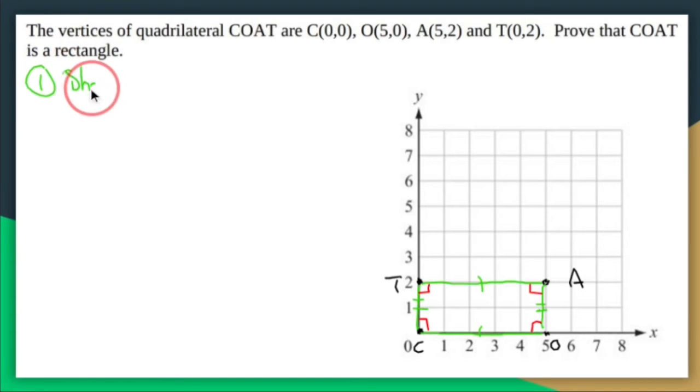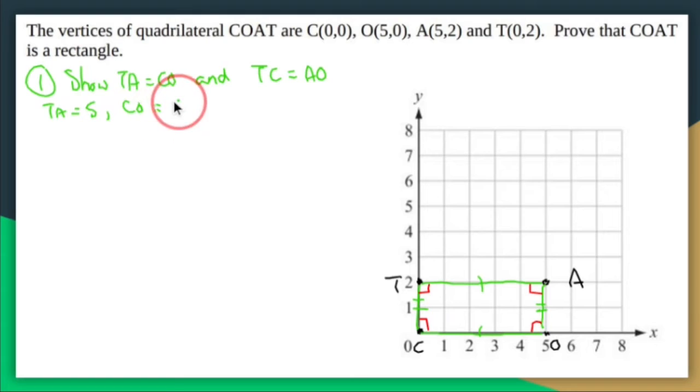We need to show that TA equals CO, and we need to show that CT, or TC, is equal to AO. Pretty easy because everything lines up perfectly. TA is 1, 2, 3, 4, 5 units. So TA is 5. CO is 5. So TA is CO.